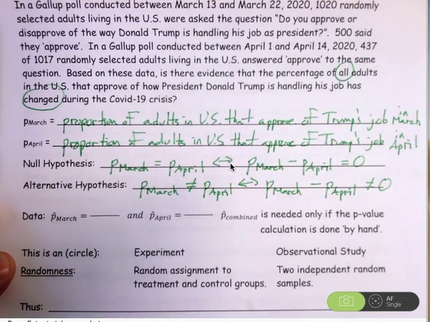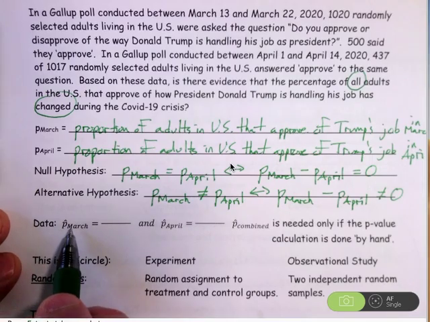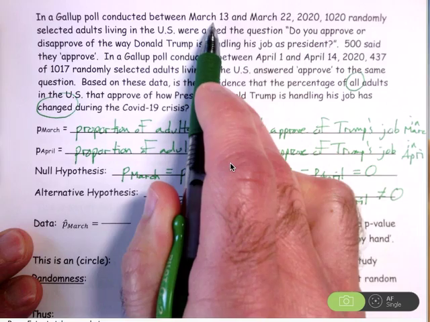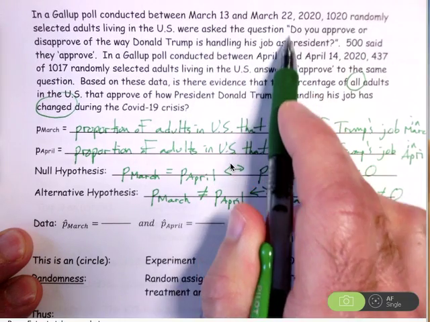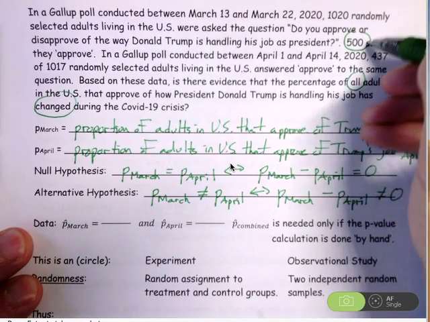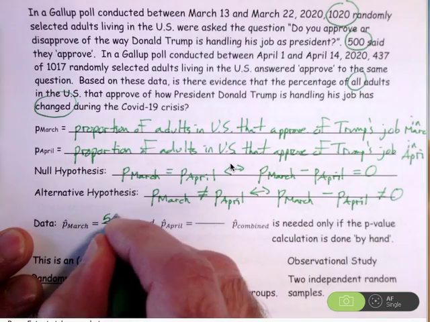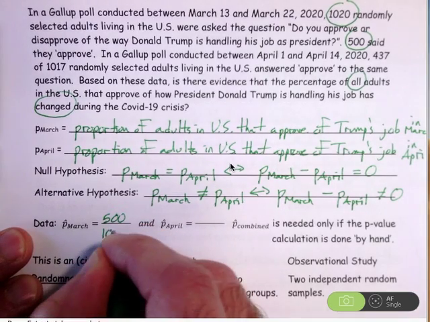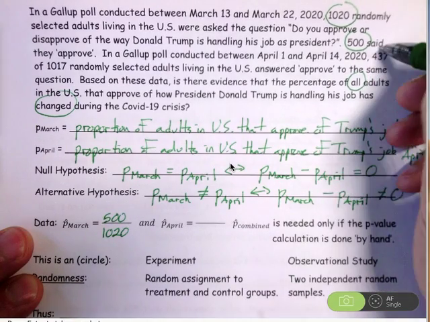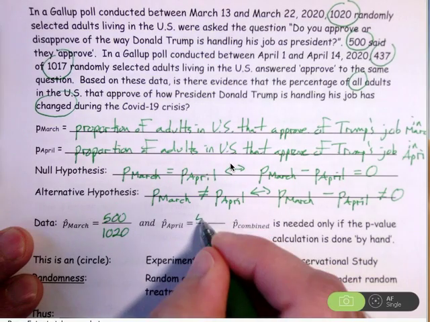So maybe the hardest thing to do here is to get the data organized. The sample proportion from March: the question starts with data from March, between the 13th and the 22nd. If you read it, 500 is the number of successes, and that was 500 out of 1,020. Then in April, we had 437 successes out of 1,017.